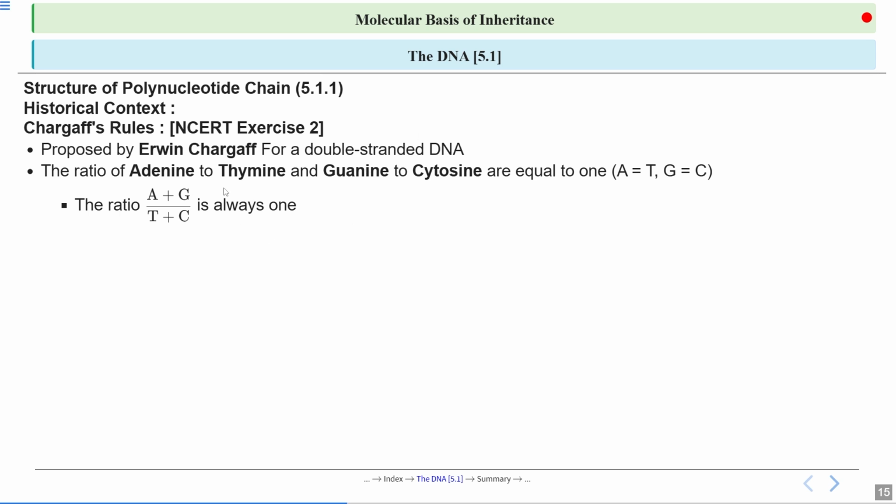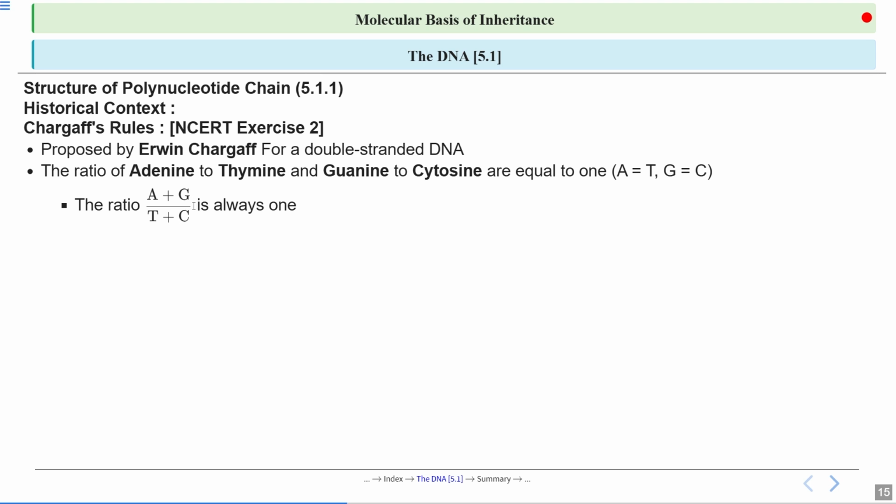What this ratio is all about is that the ratio of A plus G by T plus C is always 1. Now A plus G, what are A and G? A and G are the purines, and T and C are pyrimidines. So when we add the whole purine and divide by the whole pyrimidine, this ratio will always be 1.